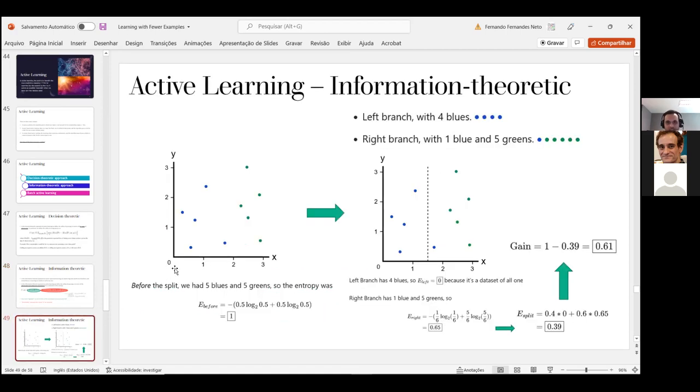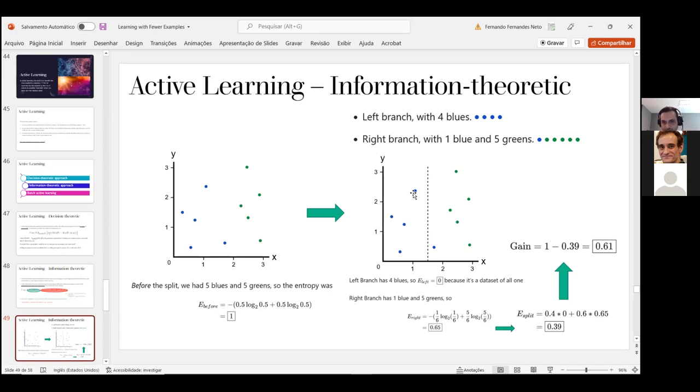So for example, in a very simple statement, imagine that we have five blue and five green points. Before dividing this data set, before establishing a decision boundary, the entropy of this whole data set is equal to one, if we just apply the entropy formula. Afterwards, when we establish a simple decision boundary where the left branch has four blues and the right branch has one blue and five greens, the entropy of this part becomes 0.65. On the left we have entropy zero because we have all blues.